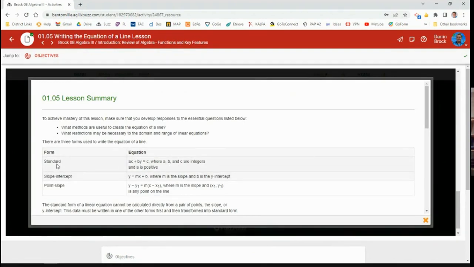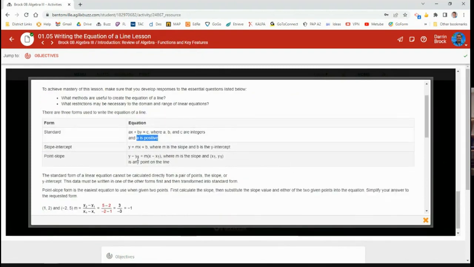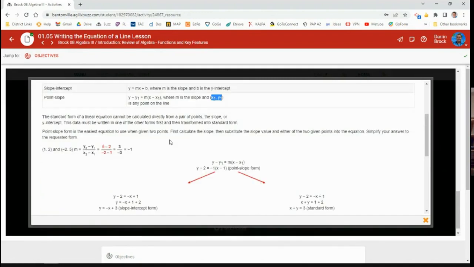There are the 3 forms: standard, slope intercept, point slope. Ax plus By equals C. Y equals mx plus b. And see, in the standard form, you want that x to be positive. That's why they multiply it by -2 to make that a positive. And then the point slope with the y1, x1. See, it's got that x1, y1 point. And then it talks about how you have to calculate the standard form that we talked about.